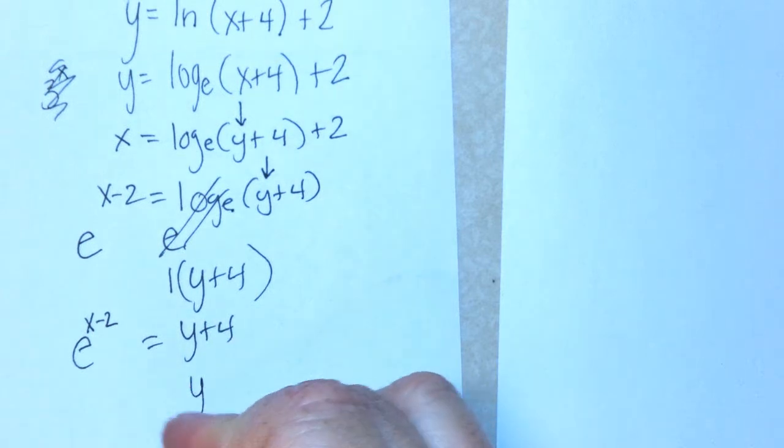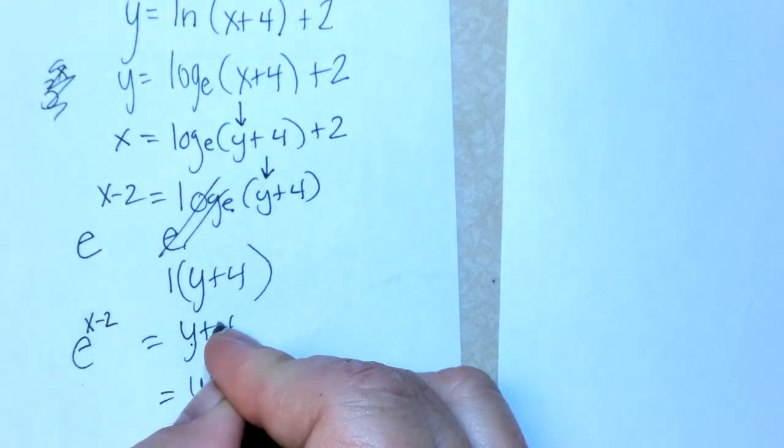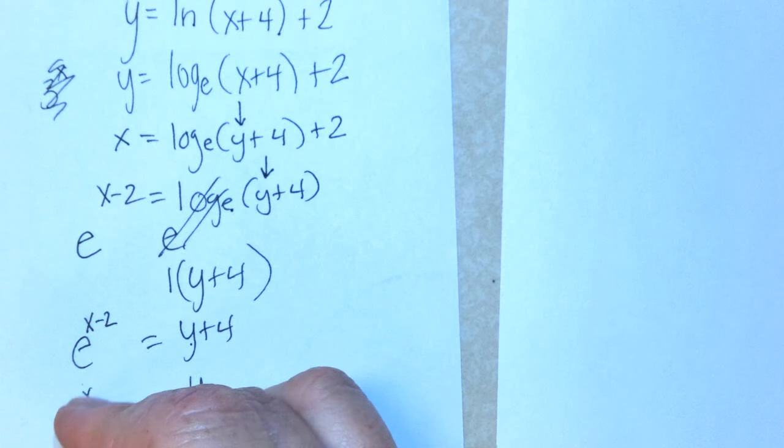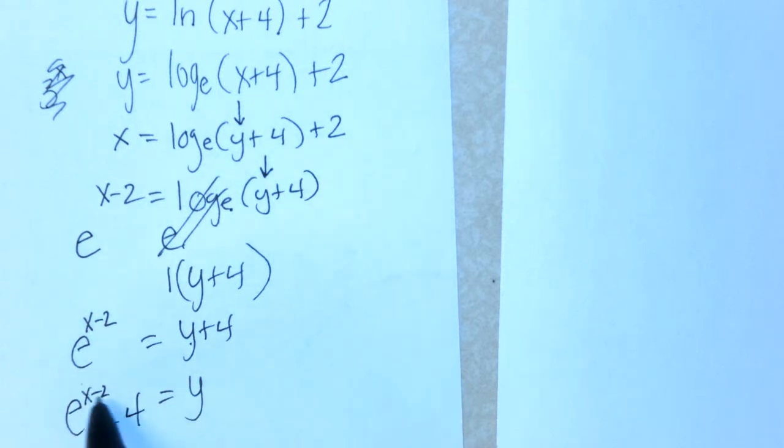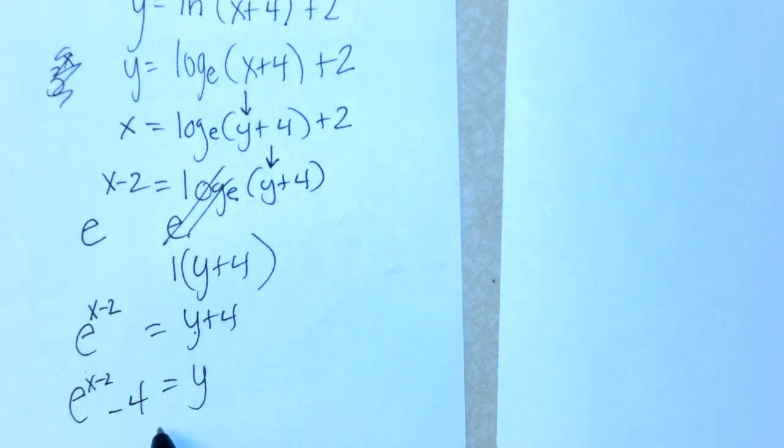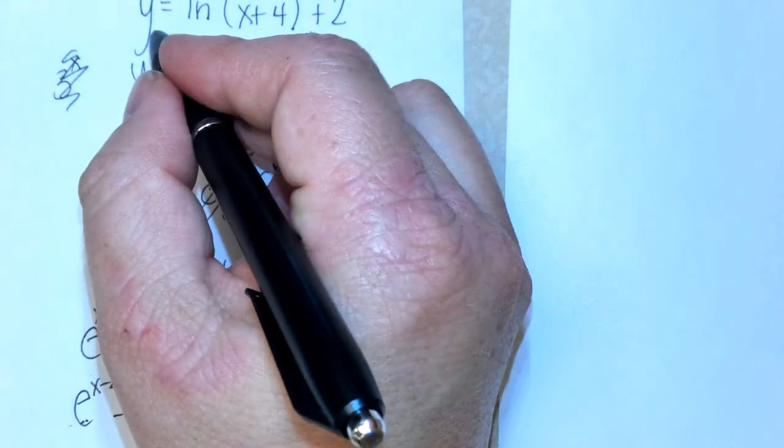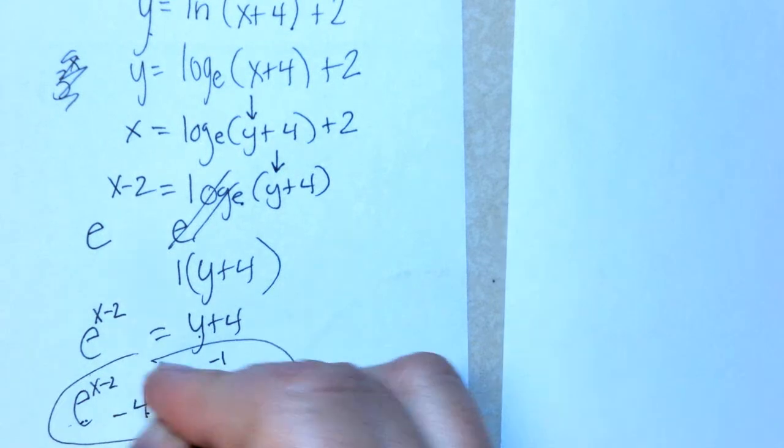Now our last step to isolate the y is to move the 4 over. Opposite of adding is subtracting the 4. When it subtracts over, it does not go into the exponent position. It's at the same level as the number e, and then this original equation was y, denoted as the inverse.